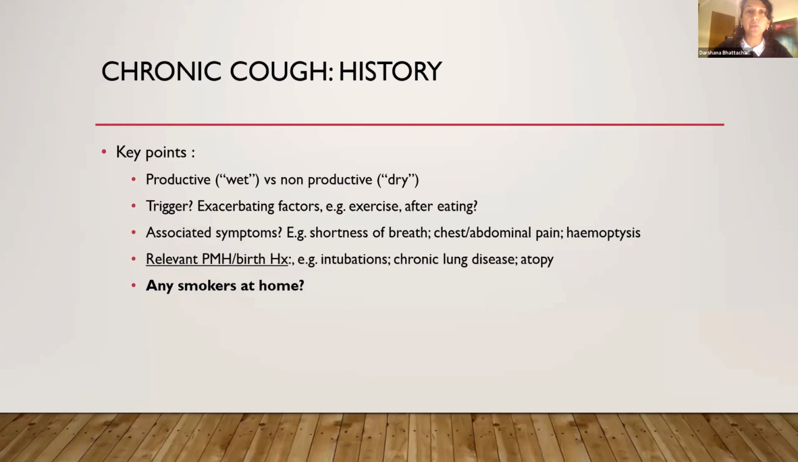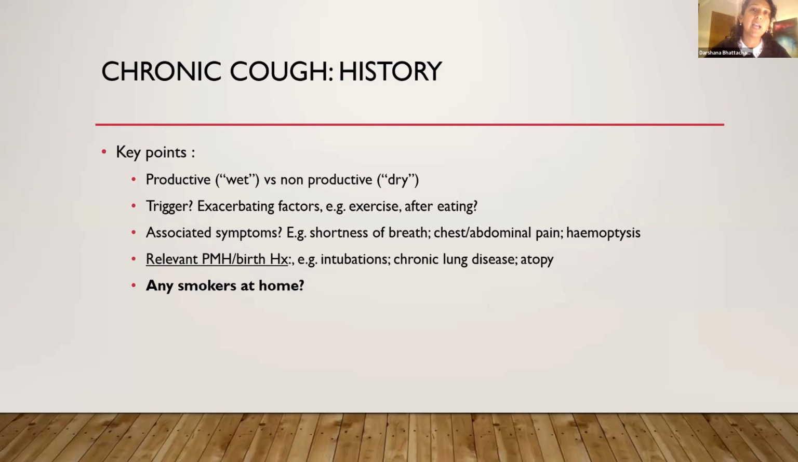Does the child have any associated symptoms, such as shortness of breath or chest pain, or hemoptysis, which is obviously a very worrying sign? And ask about any relevant past medical or birth history. For example, if the baby was born prematurely, were they intubated? Because that could lead to a subglottic stenosis that we're not aware of. They might have chronic lung disease, having been dependent on oxygen for a while. Or there might be a history of atopy.